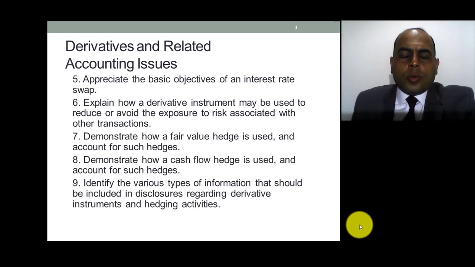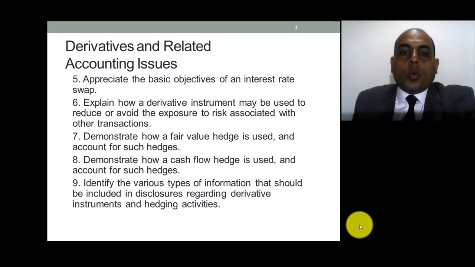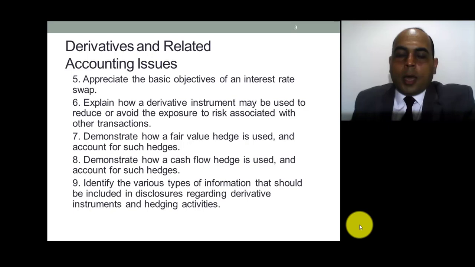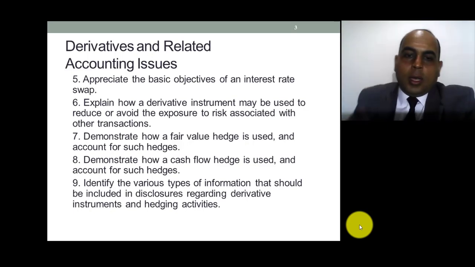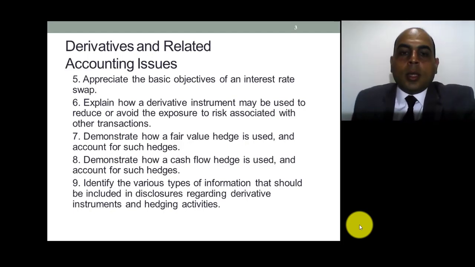We may enter into a futures contract, forward contract, interest rate swap, etc. Now the point that we are going to discuss: suppose we entered into a futures contract to protect ourselves against the fluctuation of inventory that we sold or will deliver in the future, or we entered into a futures contract to protect ourselves against a product that we will receive in a certain period of time in the future.